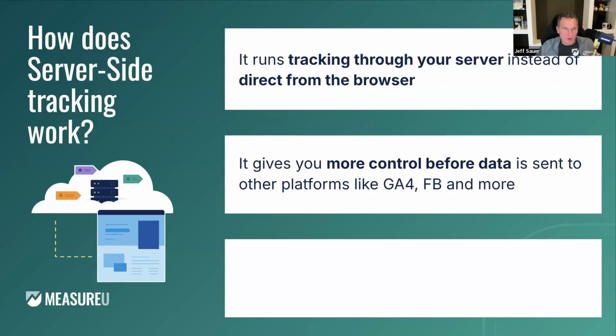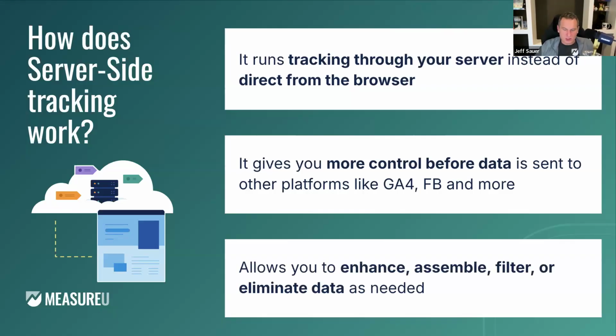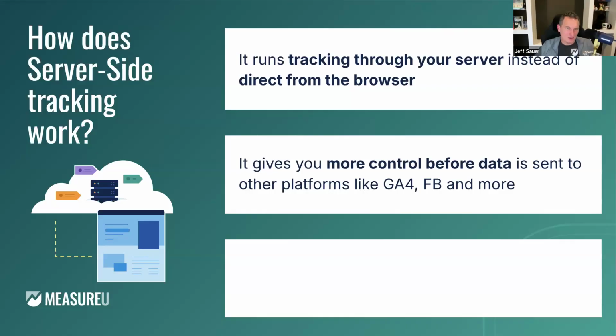It gives you more control before data is sent to other platforms like GA4, Facebook, and more. You can actually decline sending data to these platforms, versus if you're using client side, as long as they give you consent, you can choose what data gets sent. So there's more opportunity to refine the data that you send and have more control over it, which is good because control equals propriety, and propriety equals ownership, meaning that you own this. You own the process, you have more control and ownership over something, especially as we move to a first party world where first party data is king.